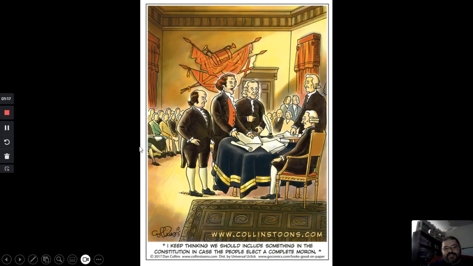All right, so there's your warm-up picture. The question I'm asking you is this: based off the analysis of the picture and what it says on the bottom, what do you think this artist is trying to say about our founding fathers' biggest fear for the future?